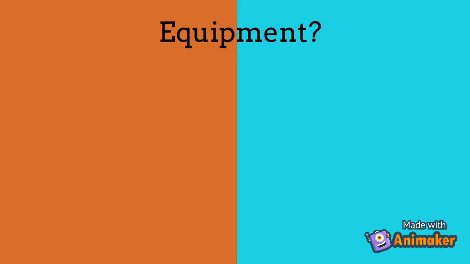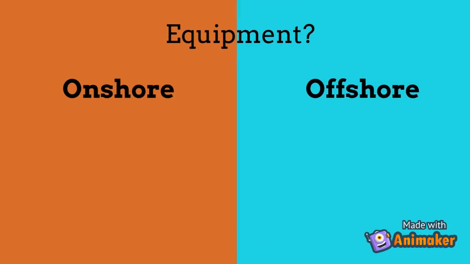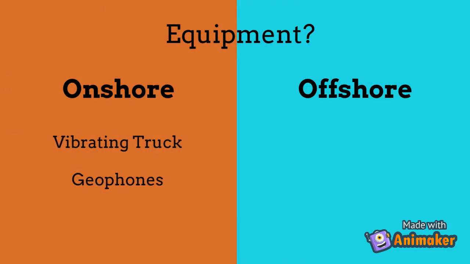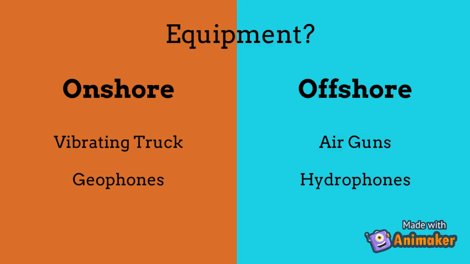Can you remember what are the equipment for onshore and offshore seismic? For onshore, vibrating truck is the seismic source and the geophones are the receivers. For offshore, air guns are the seismic source and the hydrophones are the receivers.